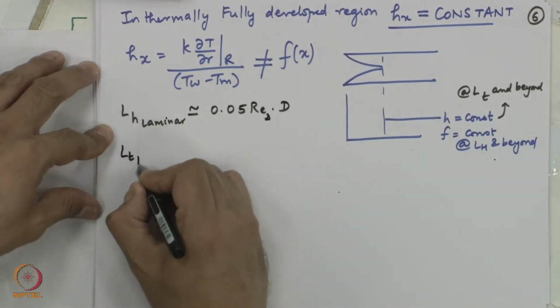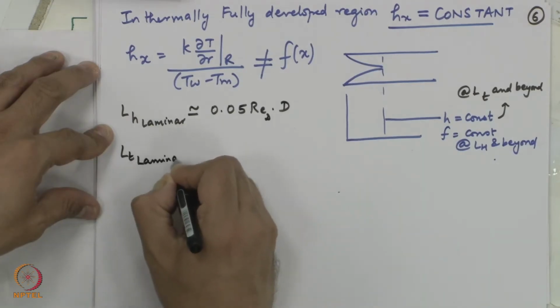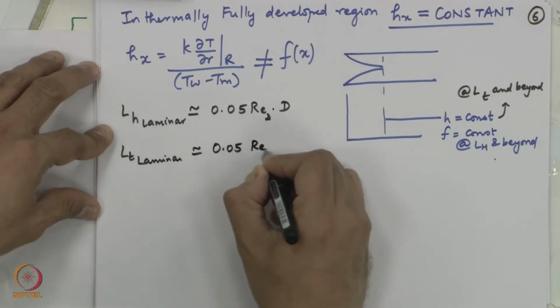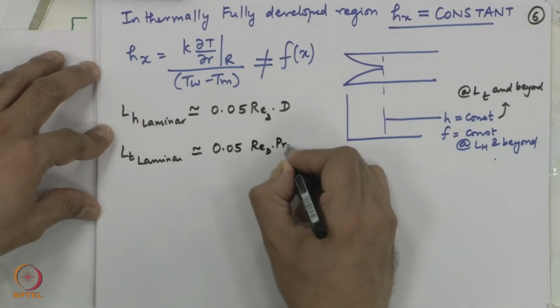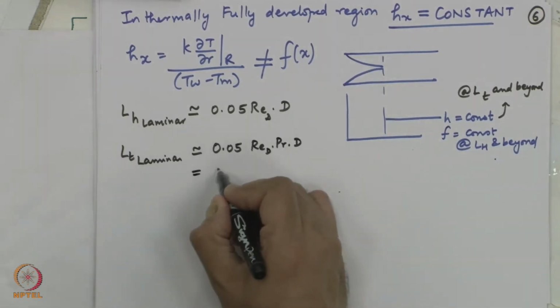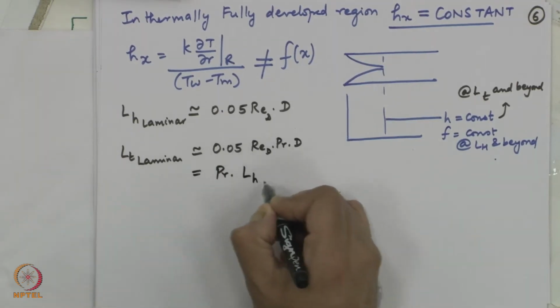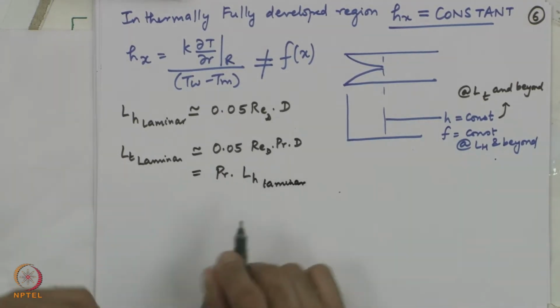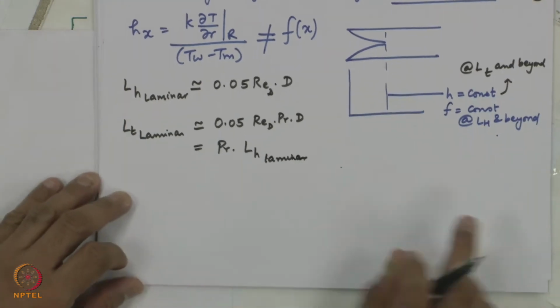Thermal entrance length for laminar flow through pipes is given by 0.05 Re times Pr times d, or it is nothing but Pr times L hydrodynamic for laminar flow. Okay. Now, how are these two related?